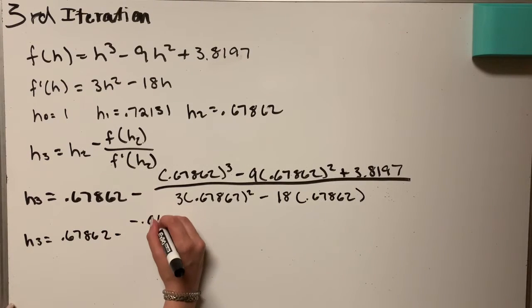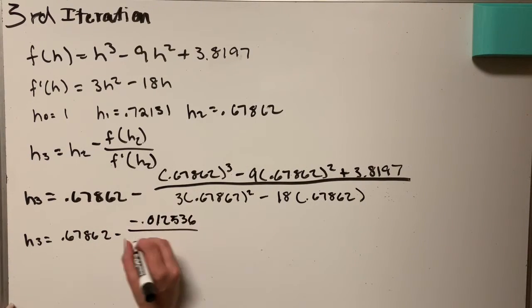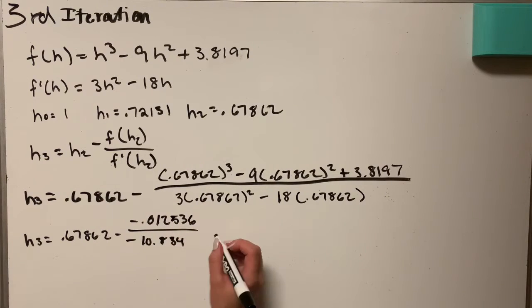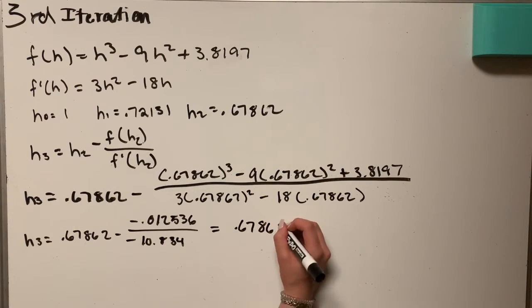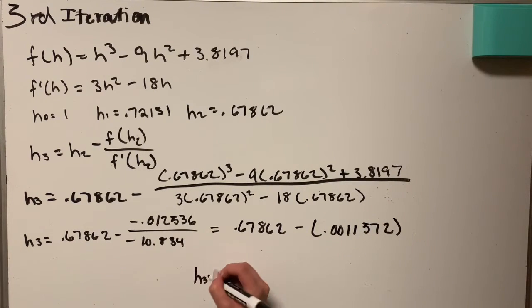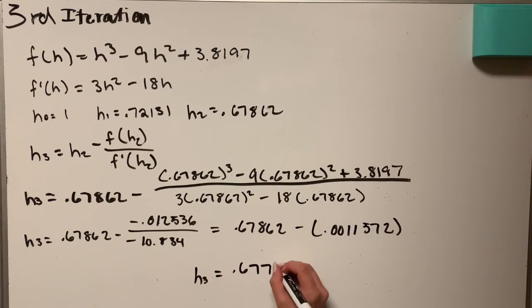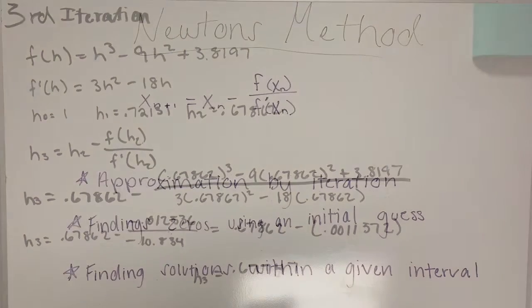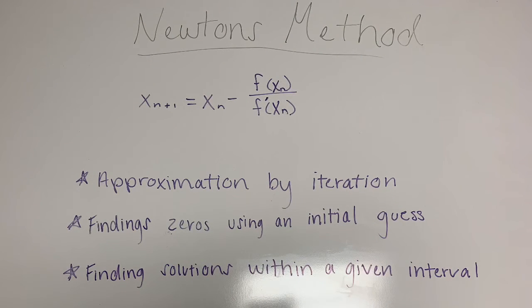From there, we can simplify and plug in all our values until we get a more accurate answer, which is going to be 0.67862 minus 0.0011572 to give us our final third iteration of 0.67747. And that concludes that iteration for that example. And that also concludes our video for how to approximate a solution by using Newton's method or iteration.